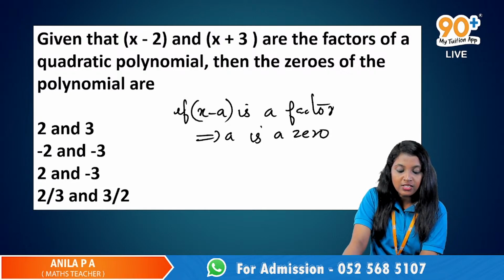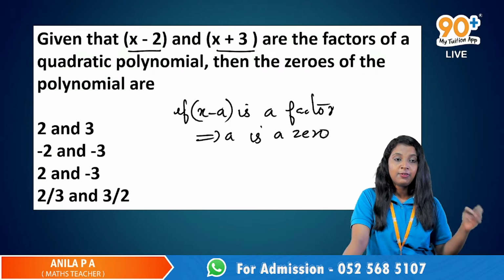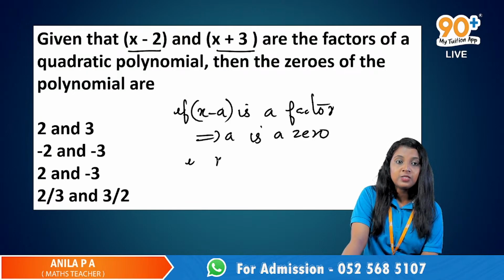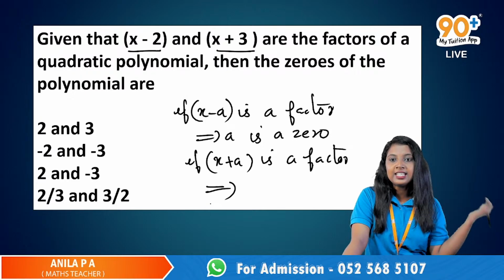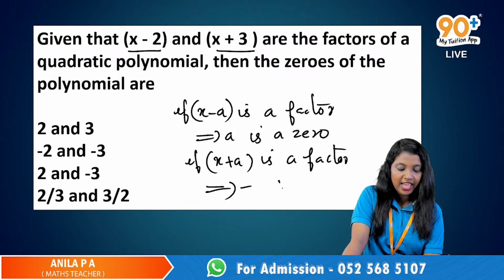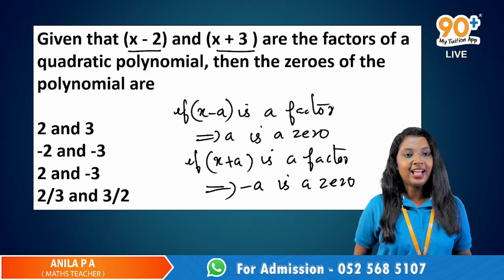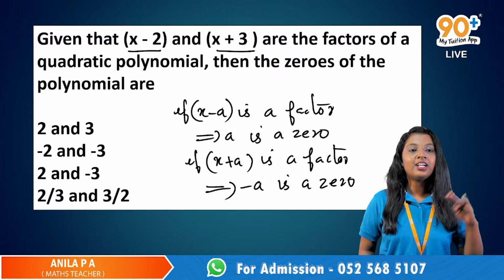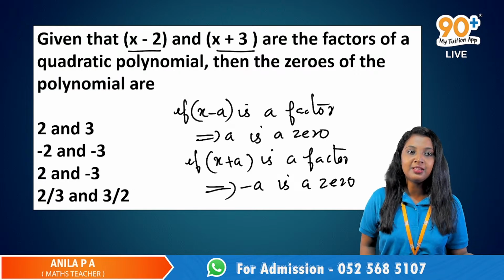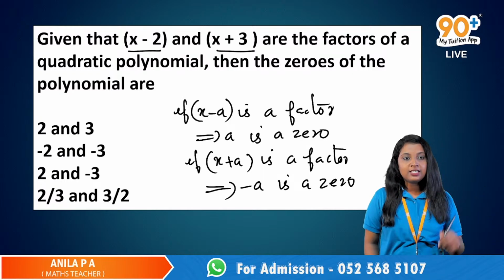Here x minus 2 and x plus 3 are given as the factors. Before moving to that, if x minus a is a factor, then a is a zero. What happens if x plus a is a factor? If x plus a is a factor, negative a is a zero. Yes, negative a is a zero. What you can do is go back, and after the class, read your class 9 notebook or textbook, polynomials. This is just a continuation of that chapter. Without knowing all the theorems, it will be very difficult. So just go through those chapters. So if x plus a is a factor, negative a is a zero.